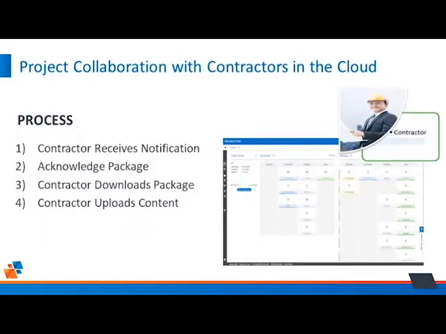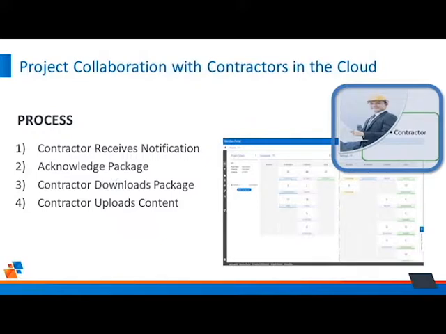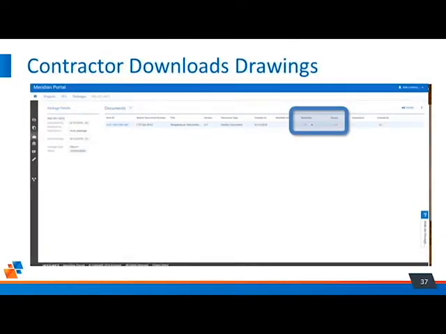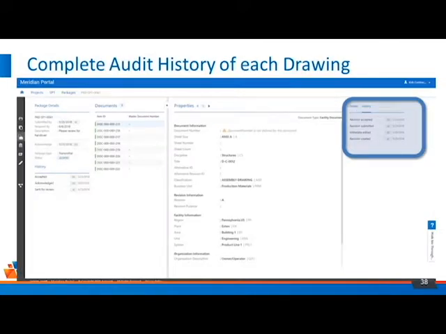The contractor is going to receive a notification about a package that was sent to them. They'll acknowledge it and download it from the Meridian portal. Once the changes are made, the contractor will upload the modified drawing. The contractor receives a notification and can simply click the link in the email to access the transmittal. The contractor acknowledges and downloads the source or rendition of the drawing. At all times, you can view the complete audit history of each document sent to the contractor.